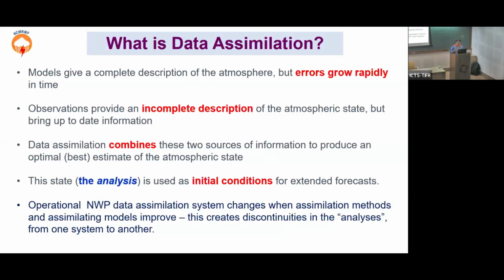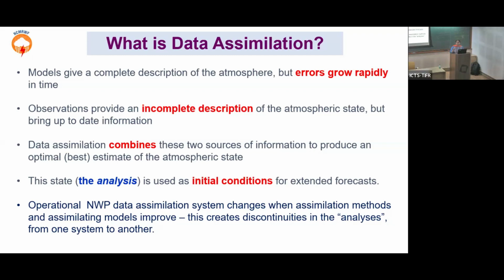Now I think everybody in this room knows what data assimilation is. Why do we need data assimilation? Sir already explained in the morning why we need data assimilation, but for completeness I am giving an overview again. So we have the model. The model is the complete description of the atmosphere. If we take the first guess, we have the information at each and every grid point. Whether it is correct or wrong we are not checking right now, but we have the complete description of the atmosphere at each and every grid point.